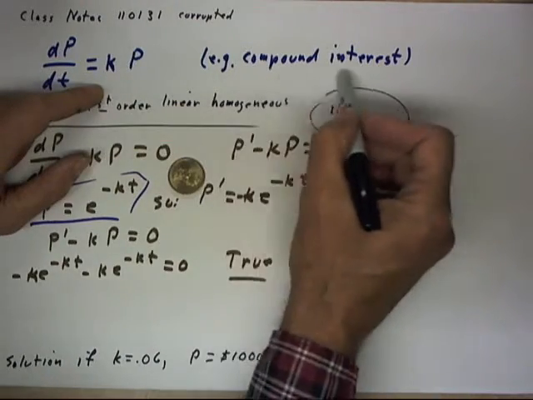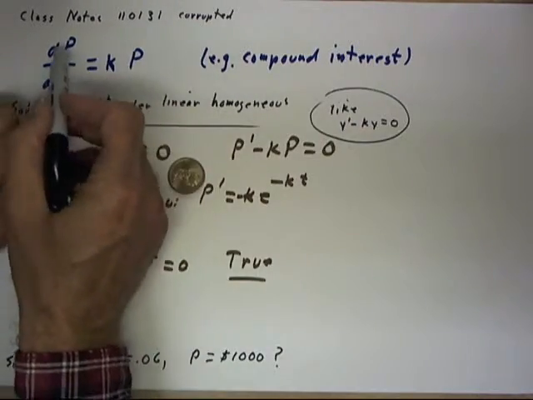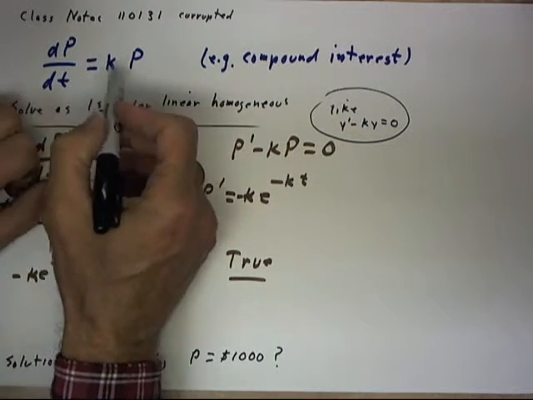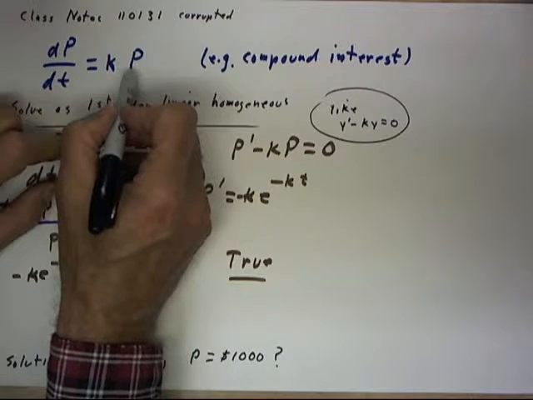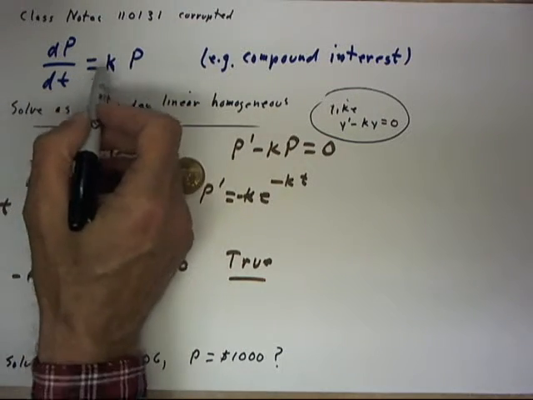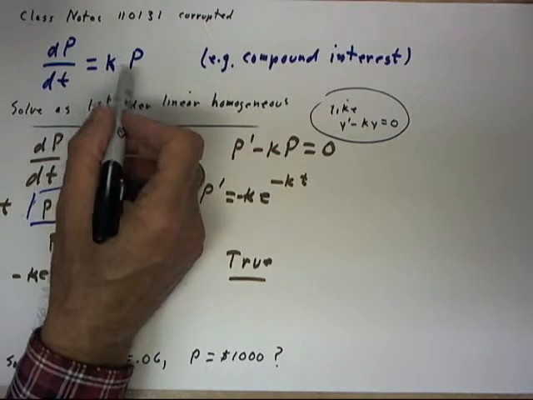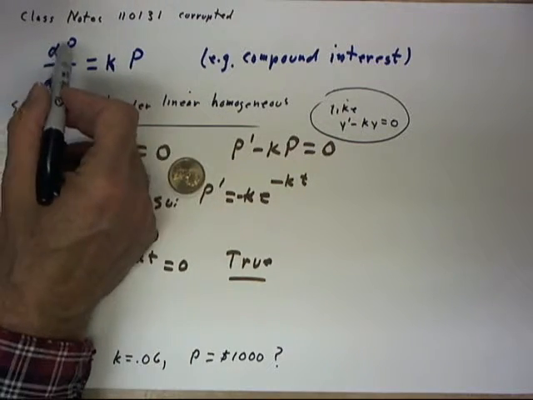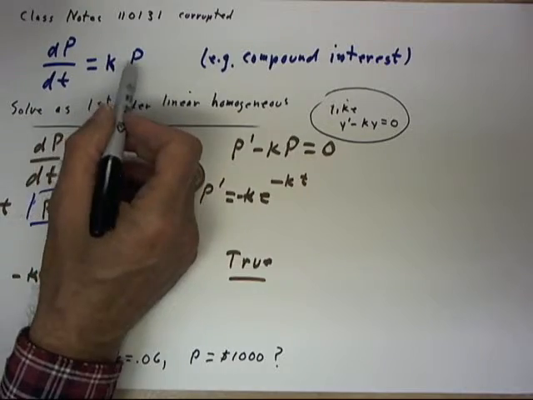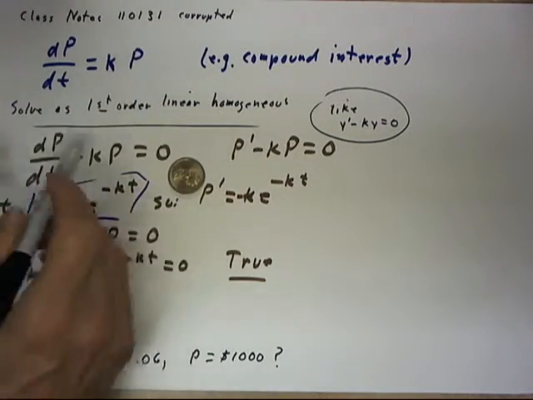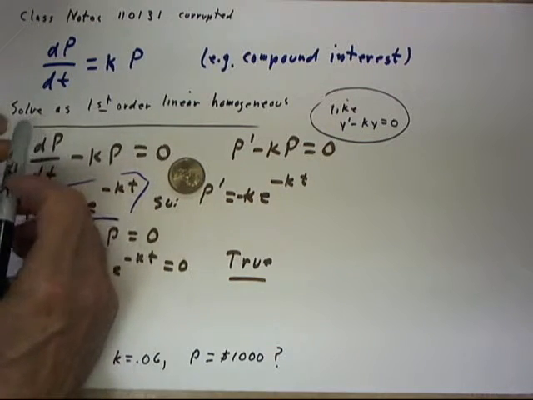An example of this would be compound interest, where the rate at which your principal grows is a multiple of your principal. For example, your principal could grow at a rate of 6%, meaning that you would get 6% of your principal. So your money would grow at a rate that's 6% of the amount you have. Now this would be compound interest, and there are some details to that we won't discuss right now.